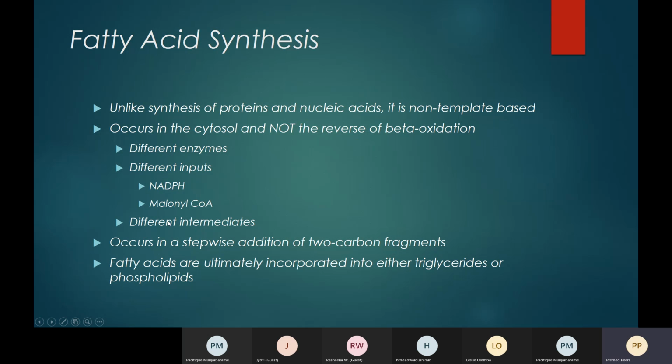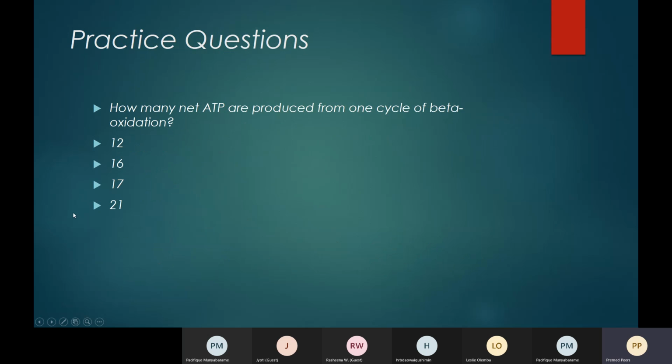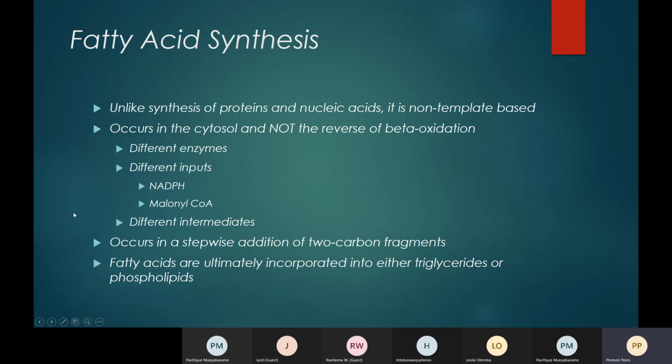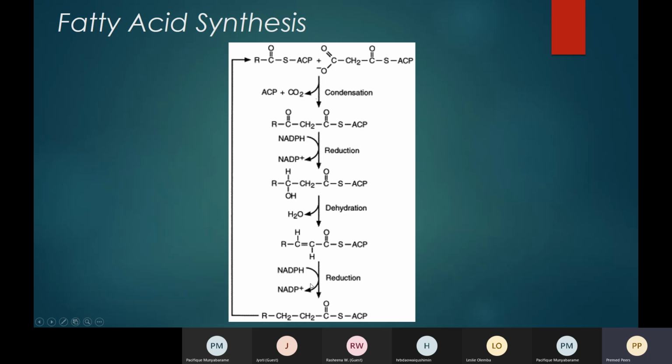Like last time with oxidation, we cut off 2 carbons. Here we're going to add 2 carbon fragments stepwise, and we're going to make fatty acids. And remember, it's pretty easy to turn those fatty acids into triglycerides. We can also turn them into phospholipids, which you're going to see in a later unit are very, very similar to triglycerides. Here are the steps.